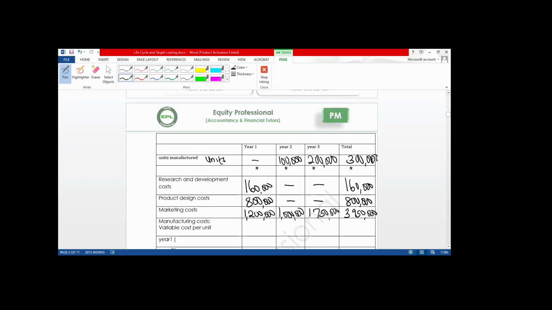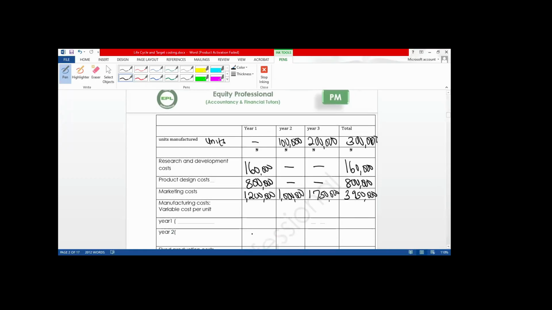Now manufacturing cost. If you look at that, no manufacturing cost in year 1. Year 2 and year 3.